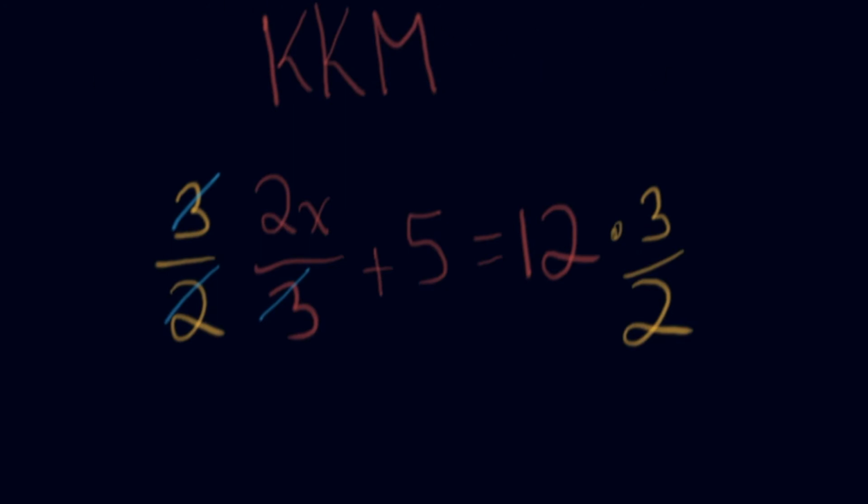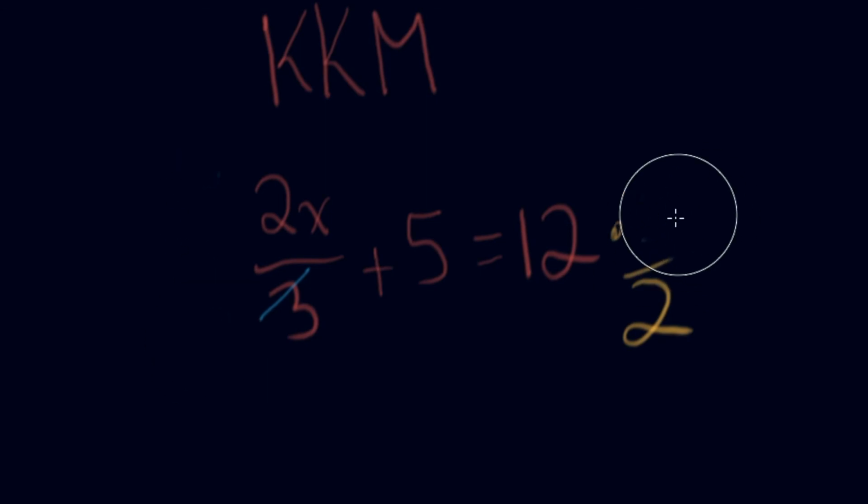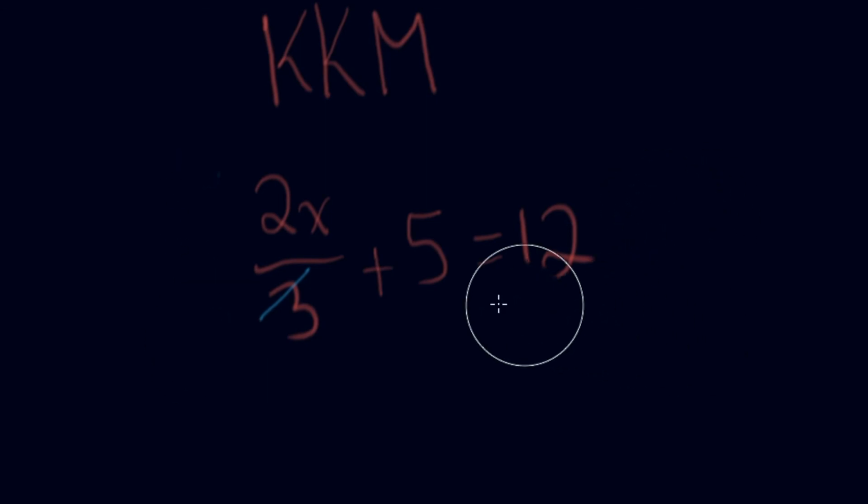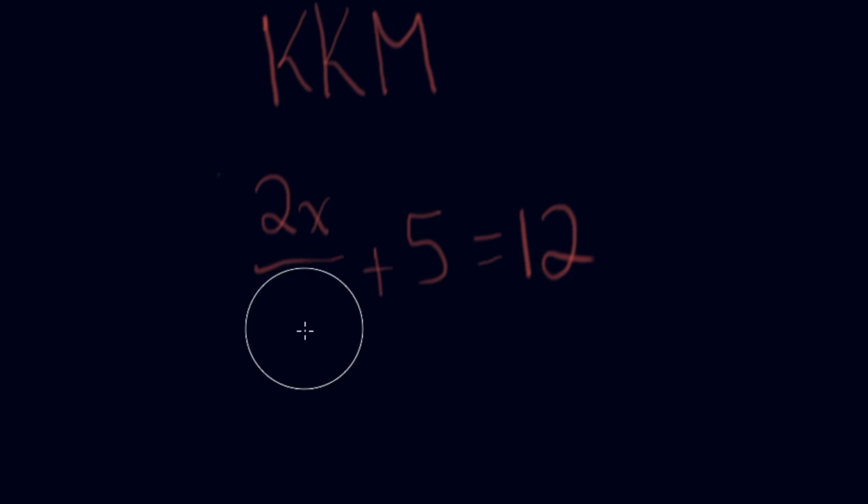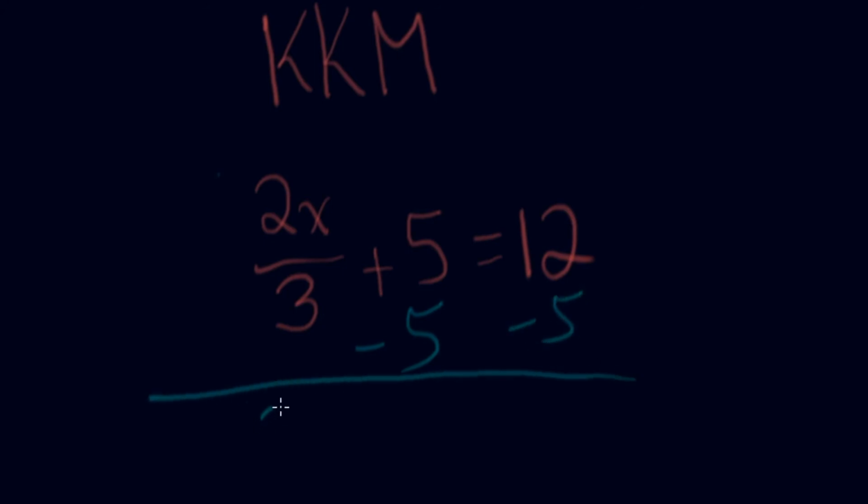Actually, I might even need to do some erasing here. Let's get rid of this right now. And let's get rid of this. I'm going to just rewrite this because I want to make sure it's nice. You would have to subtract both sides by 5 first before you did the multiplying. Okay? So now you would get 2x over 3 is 7. Whew. Now you would multiply both sides by 3 over 2.